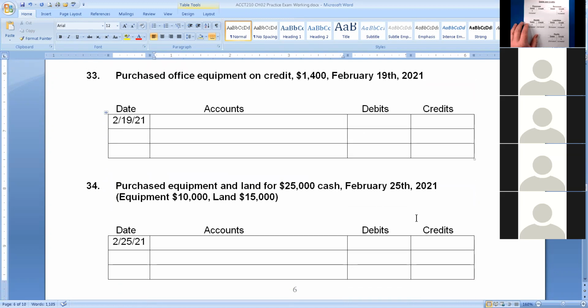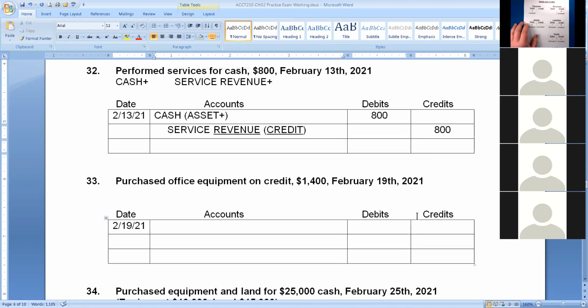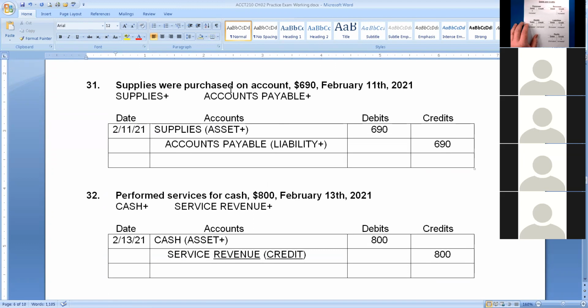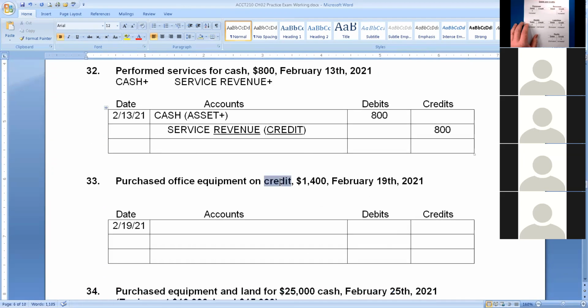Purchase office equipment on credit. Let's do all those. It's kind of like this one, besides percent account. Don't be thrown by this term credit. It's a little bit different. What it means is that you bought it on account, basically. It doesn't mean the equipment is a credit.